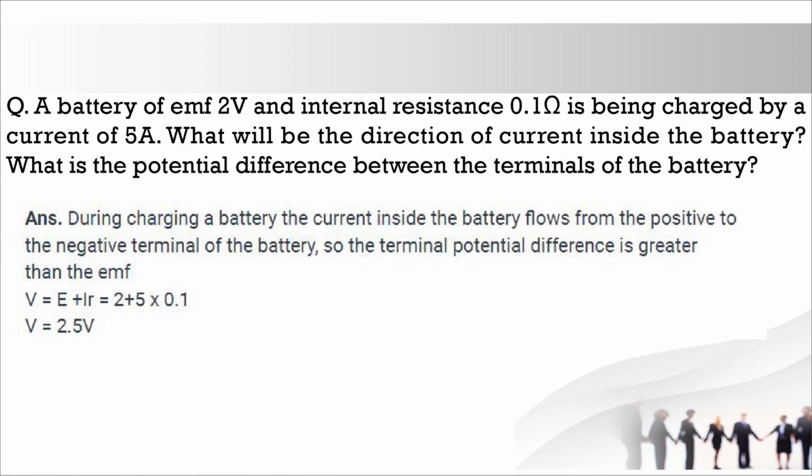What are the advantages of Wheatstone bridge method of measuring resistance over other methods? A battery of EMF 2 volt and internal resistance 0.1 ohm is being charged by a current of 5 ampere. What will be the direction of current inside the battery? What is the potential difference between the terminals of the battery?